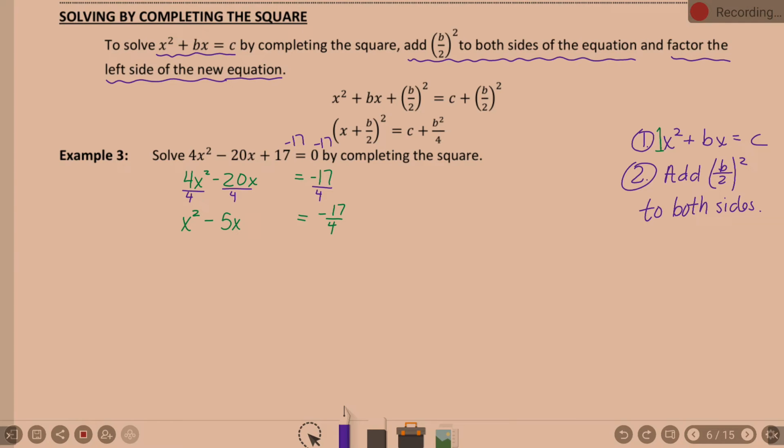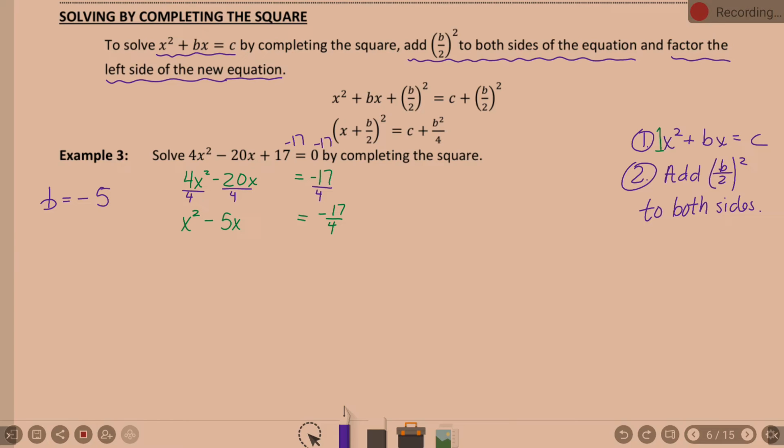In order to add b over 2 quantity squared to both sides, I need to know what is b. Negative 5, yes? Notice she picked the current b, yes? Don't go back and use what we could call the original b. I don't want the 20. I want the current b when it's 1x squared plus bx.